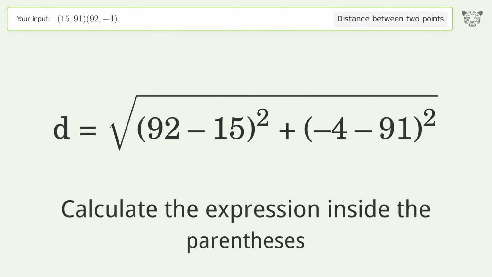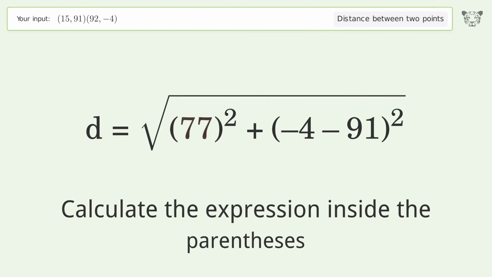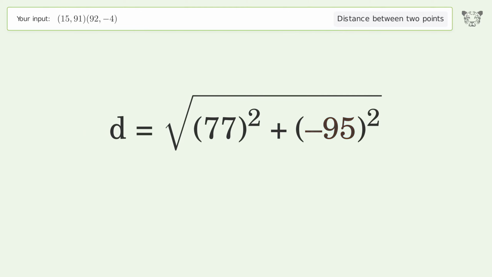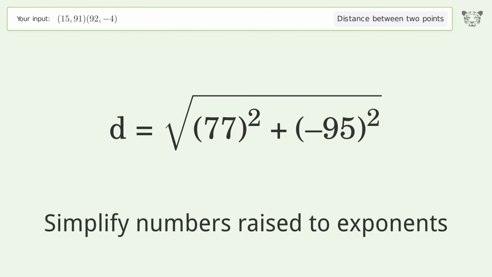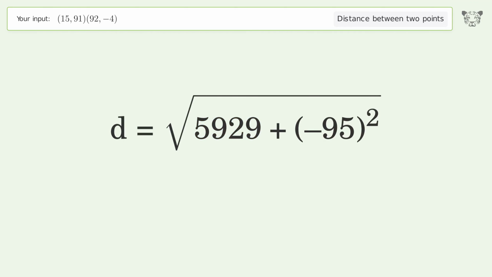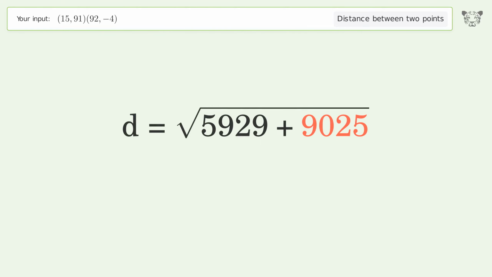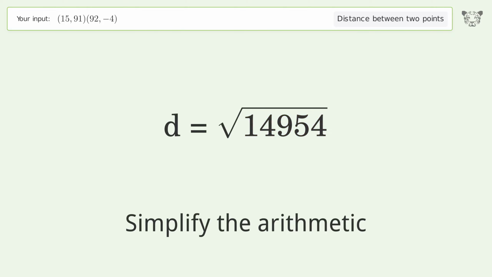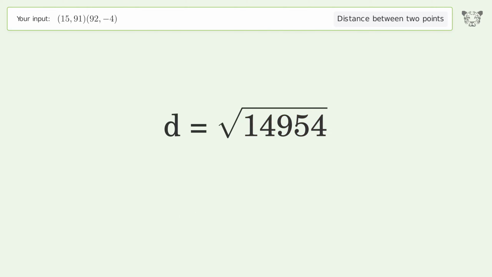Calculate the expression inside the parentheses. Simplify numbers raised to exponents. Simplify the arithmetic. And so the distance between the 2 points is the square root of 14,954, or 122.287.